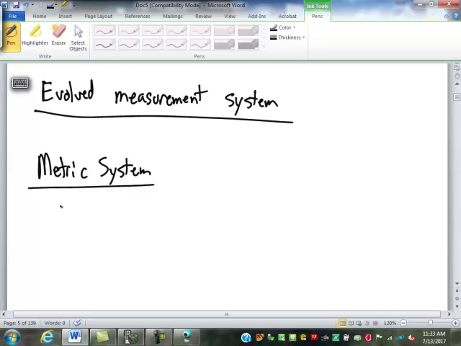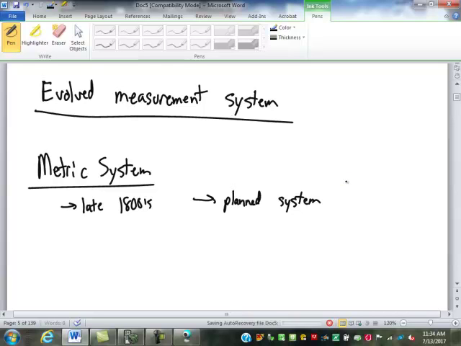So the metric system was actually developed in the late 1800s. And it is a planned system. They actually sat down about it and said, okay, what parts of the standard system really work well and that we should use? And what parts about it are really difficult and confusing that we should find some way to fix?